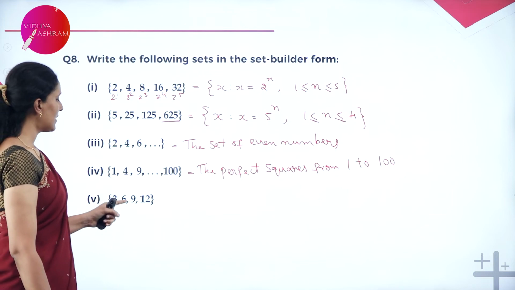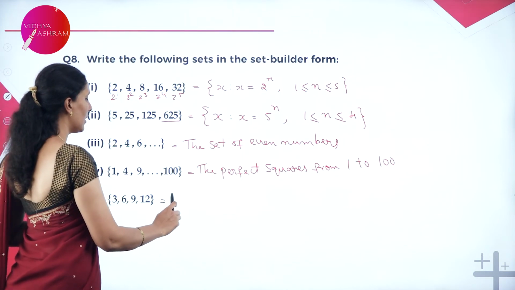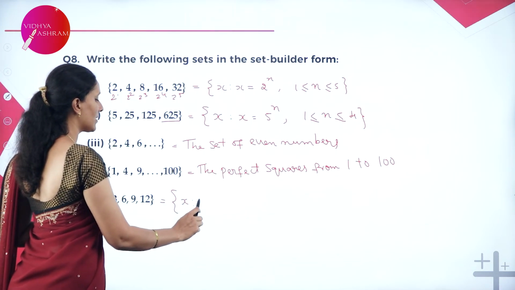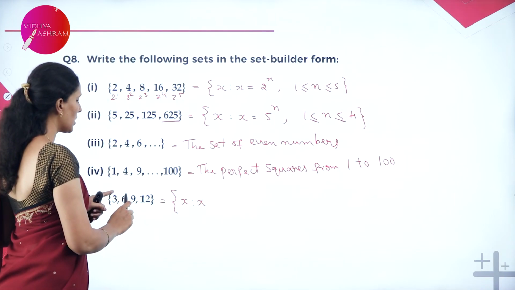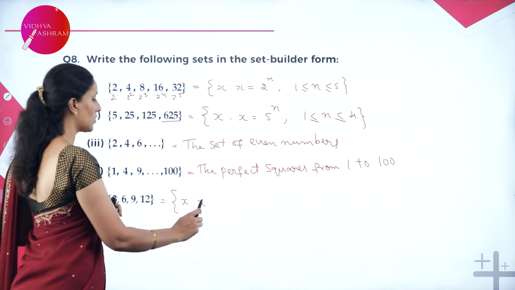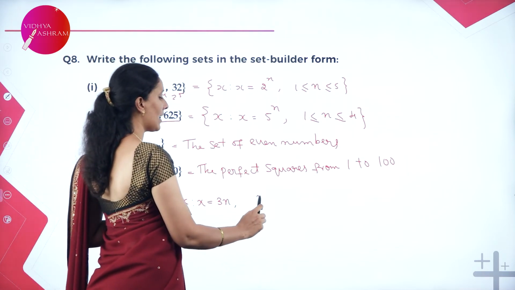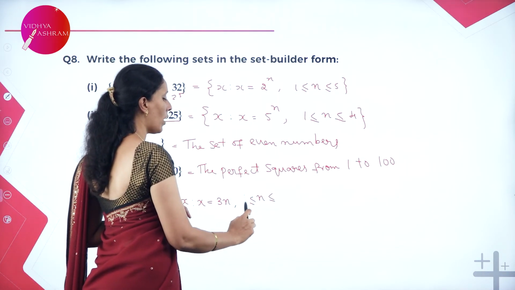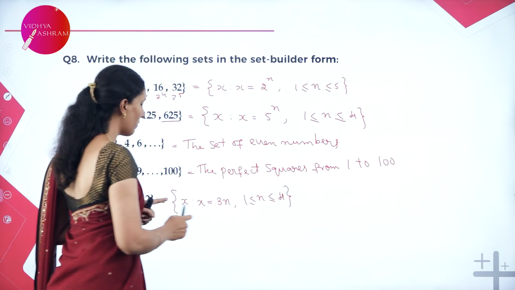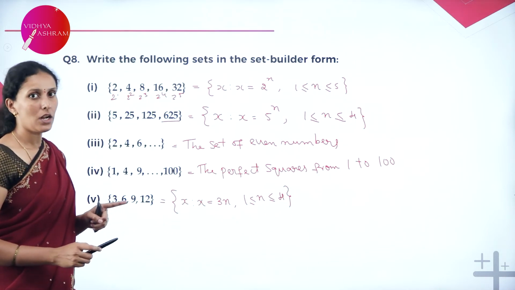Next we have 3, 6, 9, 12. Here we need to use this condition, x such that x. This is 3 1s are 3, 3 2s are 6, 3 3s are 9, 3 4s are 12. Hence we can write x is a multiple of 3, where n can take the values from 1 to 4 only, because the maximum value we have is 3 4s are 12.